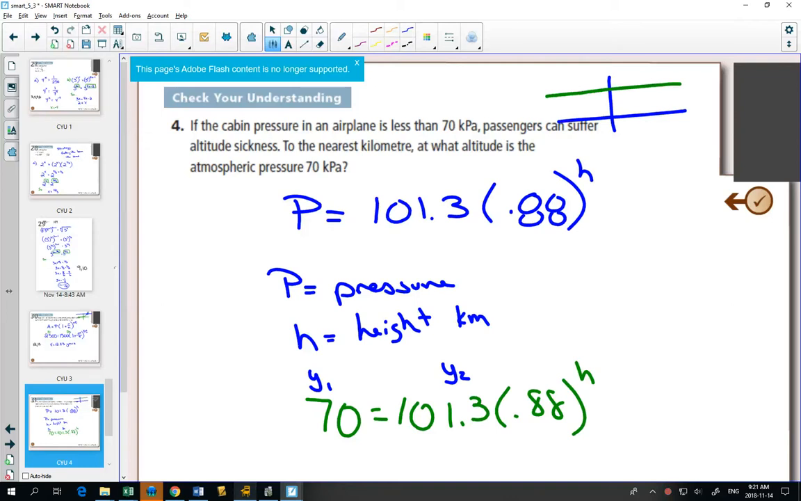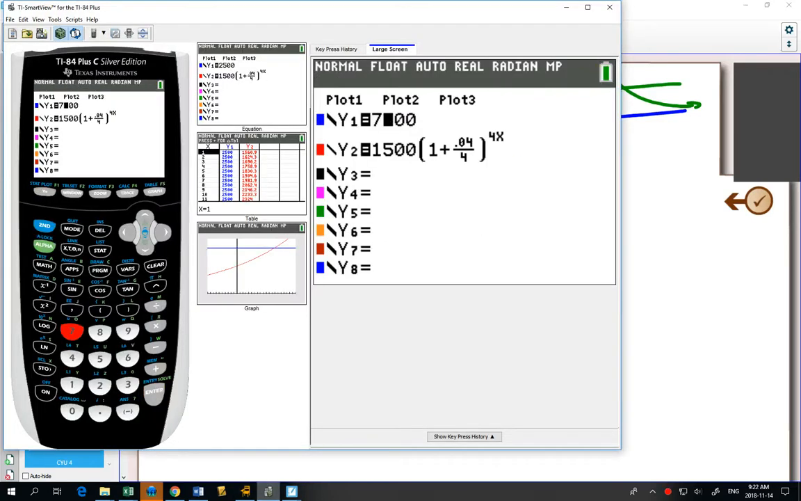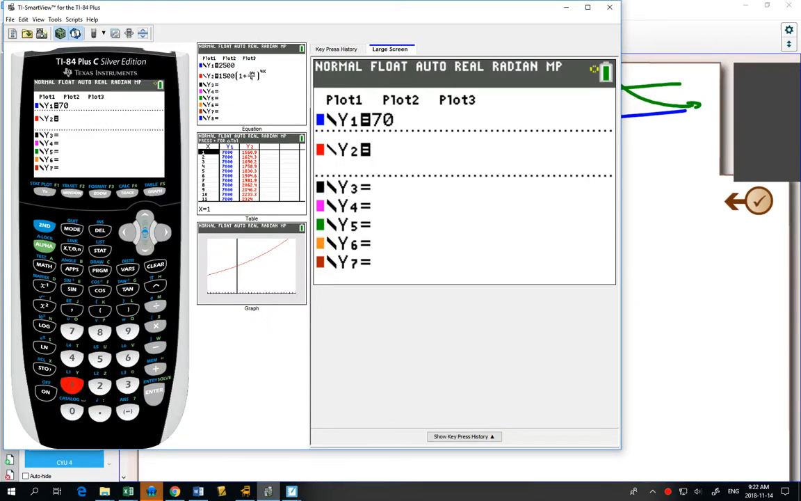And this is another exponential function, but because this number here is less than 1, it's going to swoop down. So we're going to need to see if we can set up our window in order to solve for H. Go to our calculator, type in 70, 101.3 bracket 0.88 to the exponent x.